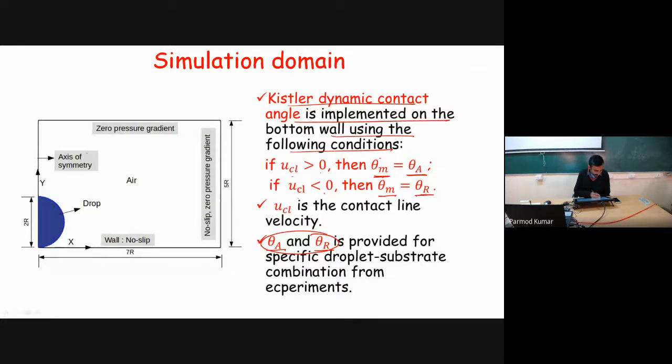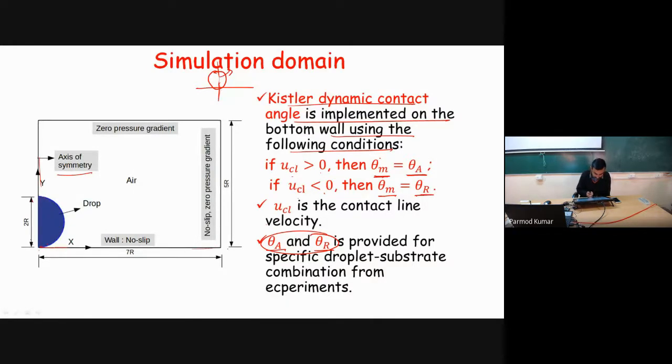Okay, and what is our simulation domain? Because spreading of a droplet is a symmetric phenomenon, if we take the ideal condition, it's an axisymmetric situation. So we have taken the axisymmetric simulation domain. At this point we have supplied symmetry boundary conditions, and this is our drop liquid initially initialized, and 2r is the initial diameter of the droplet, and at this wall we have specified a no slip boundary condition, and for contact angle we have specified Kessler's equation, and this is our large domain.